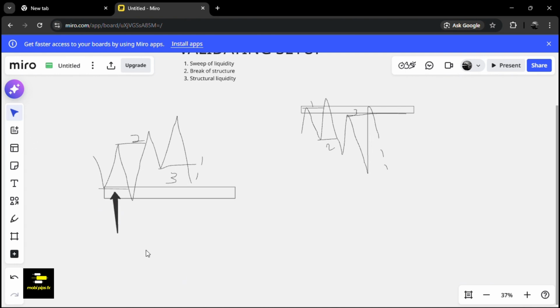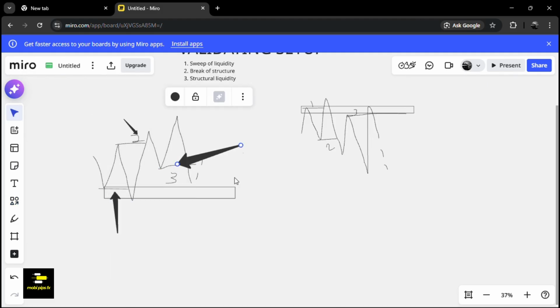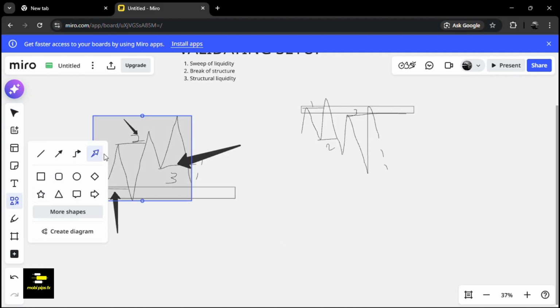Let me say you know more. Number two, a break of structure here. Number three, structural liquidity over here, which was taken out. The same thing here. I need you to pay close attention because this session won't be long.